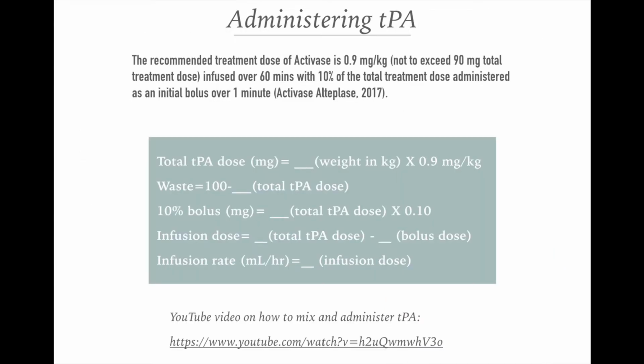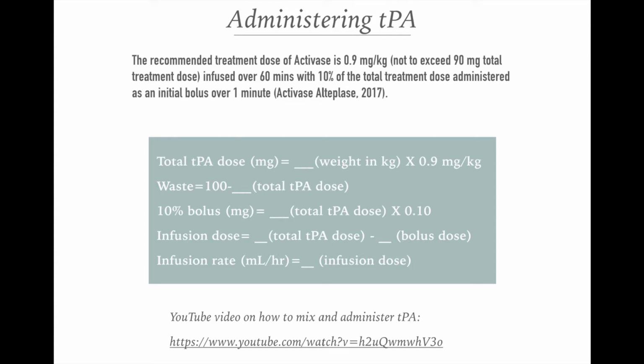TPA requires 2 nurses to calculate the dosage prior to administering the medication. In order to get the total TPA dose, you need to multiply the patient's weight in kilograms by 0.9. The vial of TPA contains 100 milligrams and is a 1-to-1 ratio, so it's 100 milliliters. The amount not needed needs to be wasted from the vial before drawing a bolus and infusing the medication.